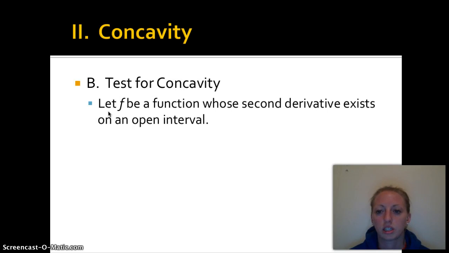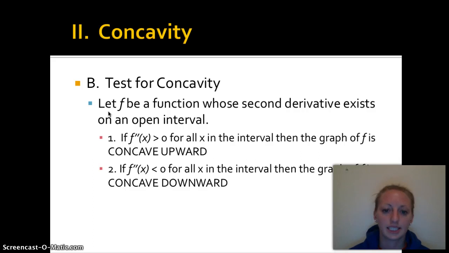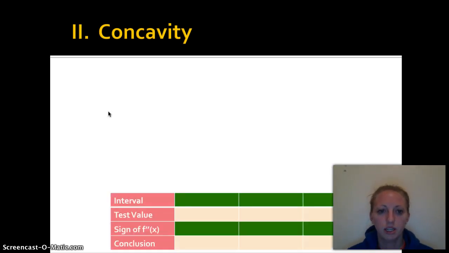So the test for concavity, you're going to use the second derivative. And if the second derivative is greater than 0, then it's concave up. So if it's bigger, then it's up. If it's less than 0, then it's concave down. So we're using the second derivative now rather than the first. So just keep that in mind when we do our example problems.